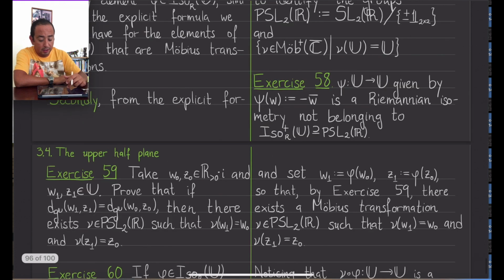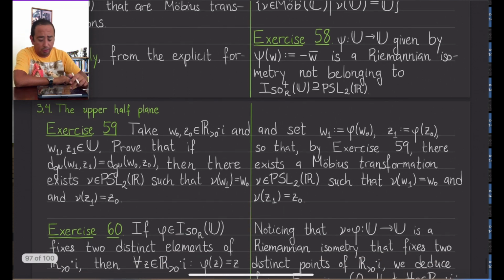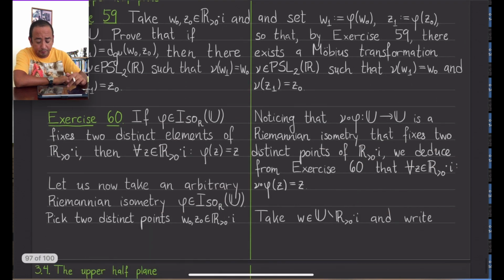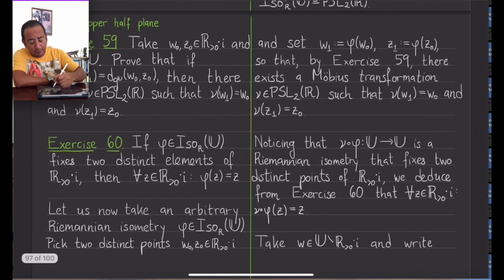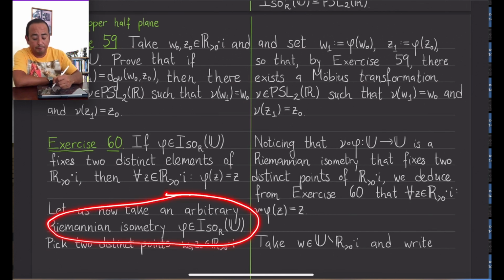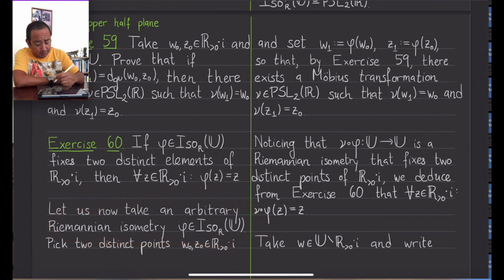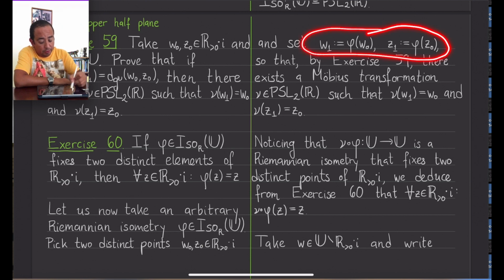Now that we have these slightly technical exercises that, on the other hand, are not hard to solve, take an arbitrary Riemannian isometry of the upper half plane, and pick two distinct points, whichever you want, in the positive part of the imaginary axis. You can fix, for instance, the point i and the point 2i, if you will. Any two distinct points will do the job. For those two distinct points, consider their images under the isometry.